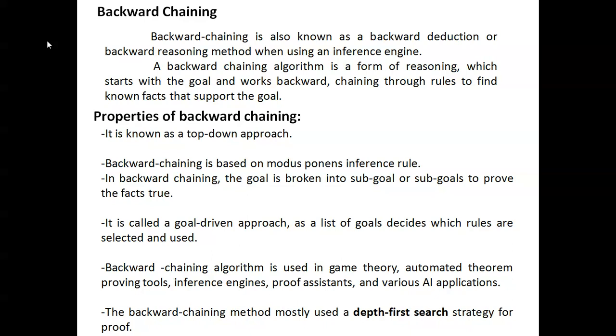Backward chaining is based on the Modus Ponens inference rule. In backward chaining, the goal is broken into sub-goals to prove the facts true. It is called a goal-driven approach, as the list of goals decides which rules are selected and used. The backward chaining algorithm is used in game theory, automated theorem proving tools, inference engines, proof assistants, and various AI applications. The backward chaining method mostly uses a depth first search strategy for proof.